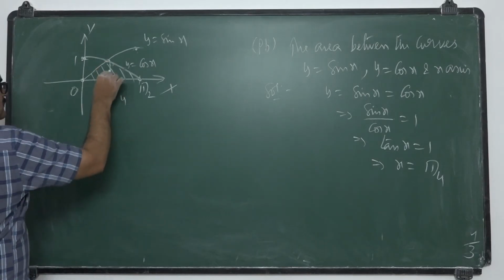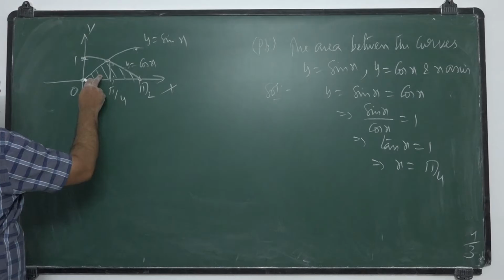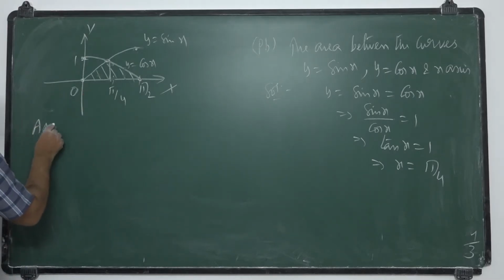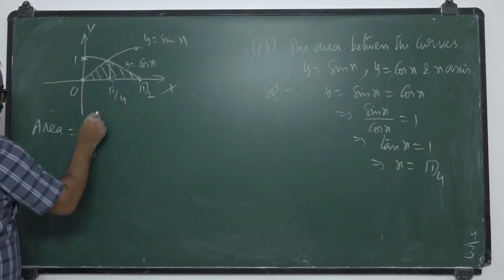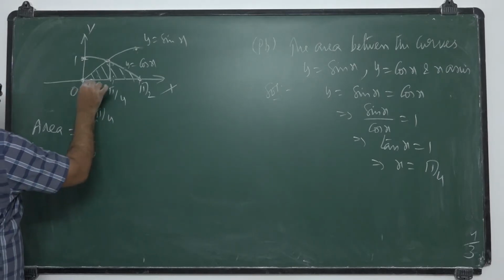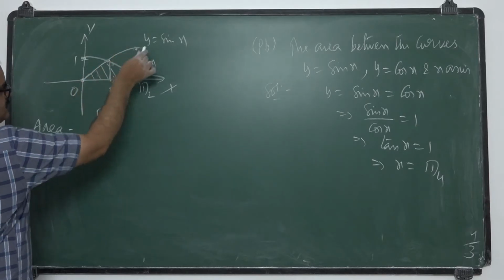For this, first we find this part area and this part area. For this part, the limits are 0 to pi by 4. For this 0 to pi by 4, here this curve is y is equal to sin x.